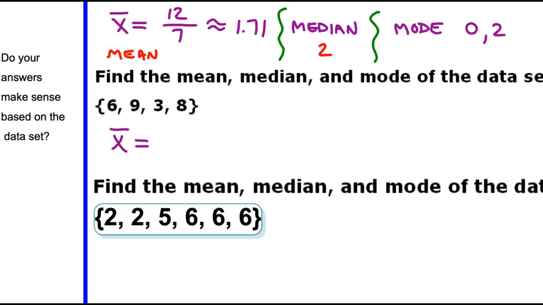15 plus 11 is 26. 26 divided by 4 is going to be 6.5. So 6.5 is your mean. That's your X bar. Okay.